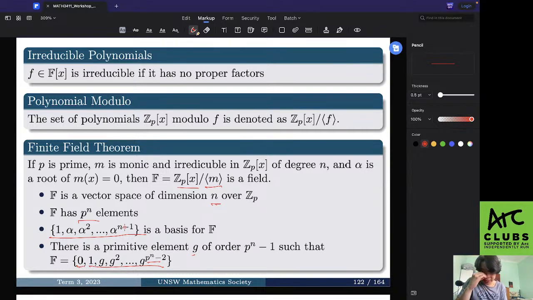So there's a lot of facts here. Usually you might just see the main one, which is that it is a field. And maybe you might get some questions on the actual dimension or the amount of elements that you might have.